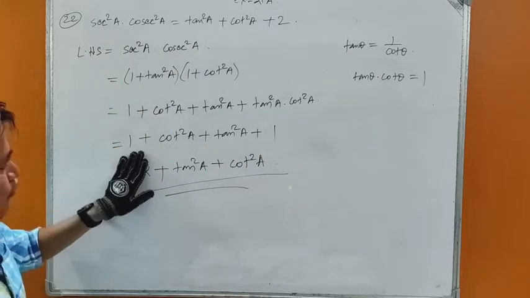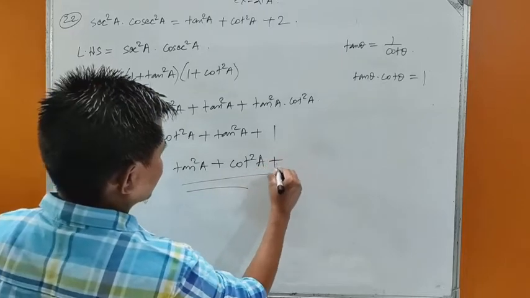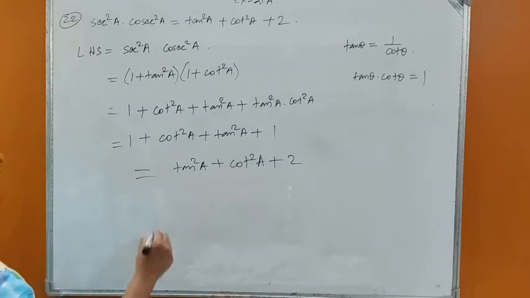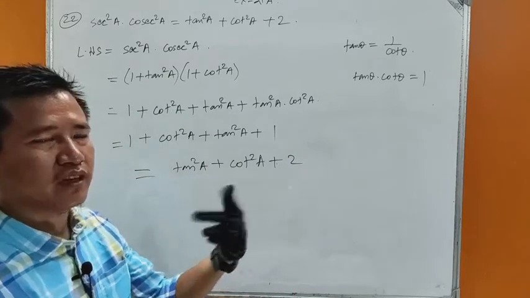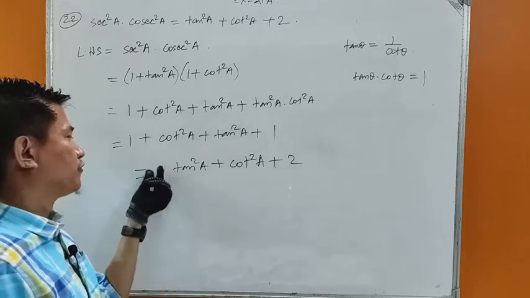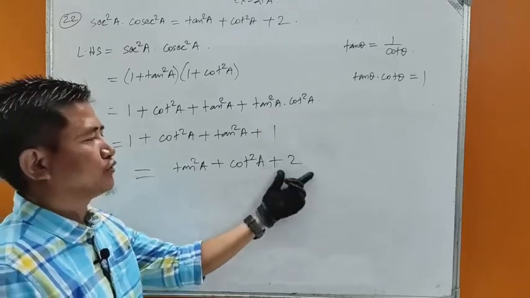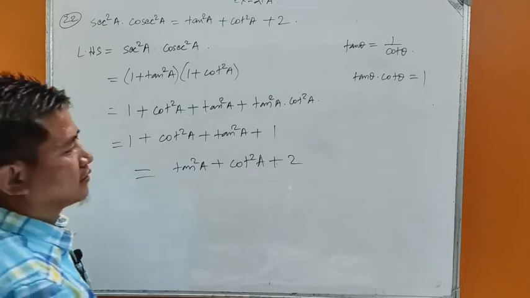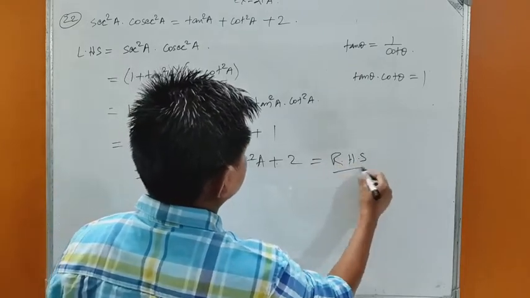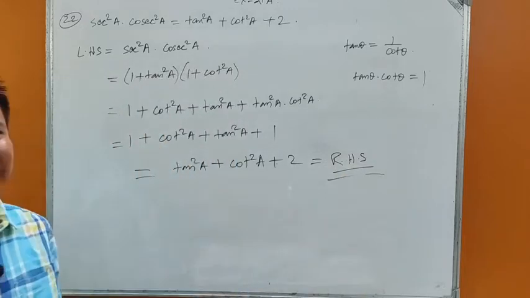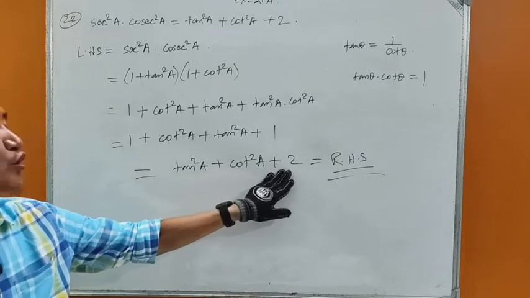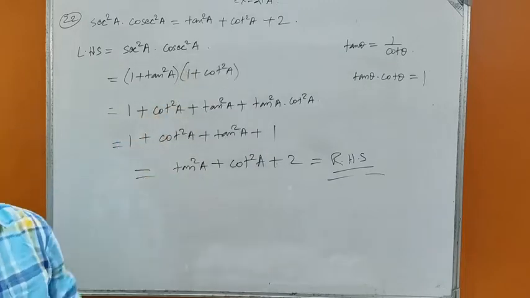Let me write this 2 later, plus 2, because some of the students say the answer is wrong. This is not wrong. 2 plus 3 and 3 plus 2 are the same thing. Either you write plus 2 in the front or plus 2 later, that doesn't make any difference. The same thing equals RHS. But some students argue that the answer is wrong. This is not wrong, okay? So tan square a plus cot square a plus 2 is in the right hand side, hence proved. I hope you got this.